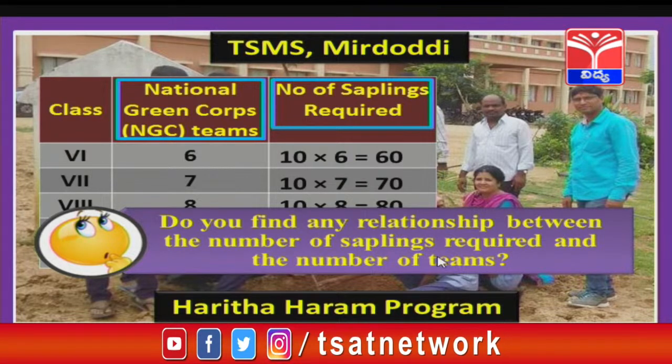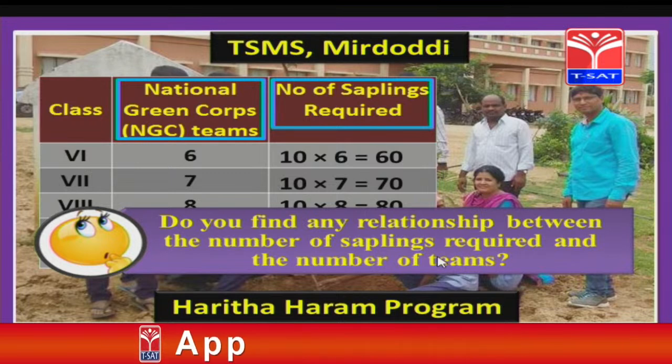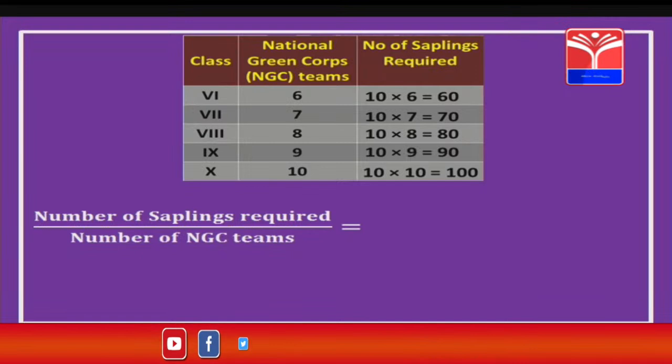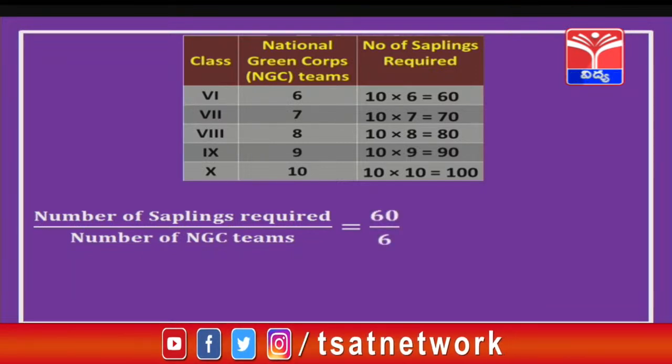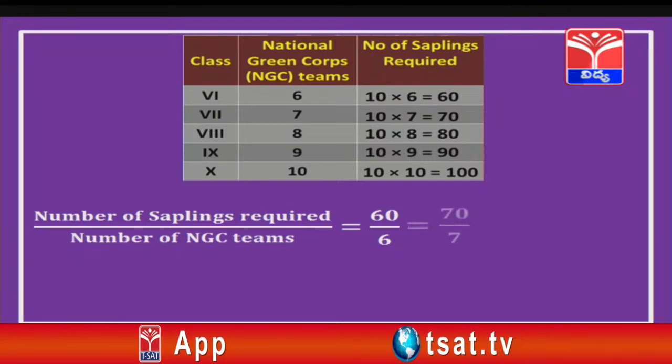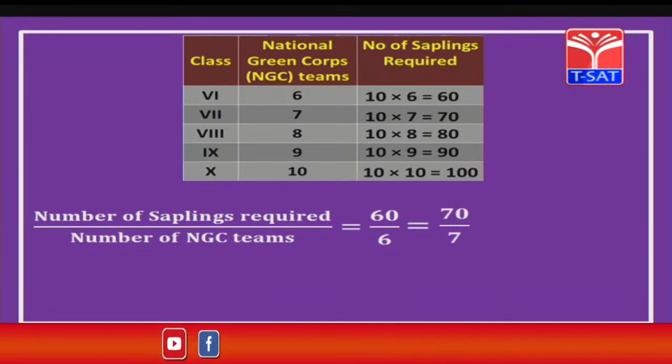And children, do you find any relationship between the number of saplings required and the number of teams? Let us see. I will find the number of saplings required divided by the number of NGC teams. Let us take the first one, that is 6th class. They require 60 saplings and how many teams are there? 6. So, 60 divided by 6. How much will you get, children? Yes, 10, right. Now, what about 7th class? It is 70 by 7, that is also 10.